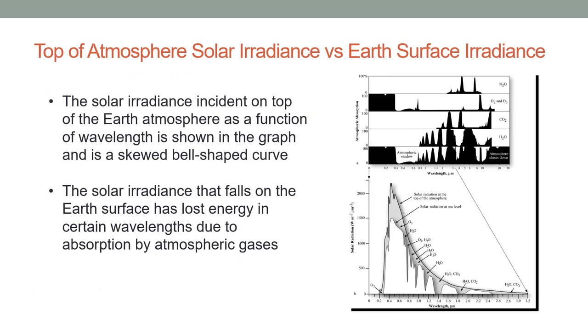And to highlight the atmospheric absorption and its impact on the solar irradiance onto the Earth, on this graph you can see the solar radiation that is falling on top of the atmosphere, which is like a skewed bell-shaped curve. And then you can see the light that arrives on the surface of the Earth, the surface irradiance, and then it reflects and becomes the surface reflectance or the surface radiance.